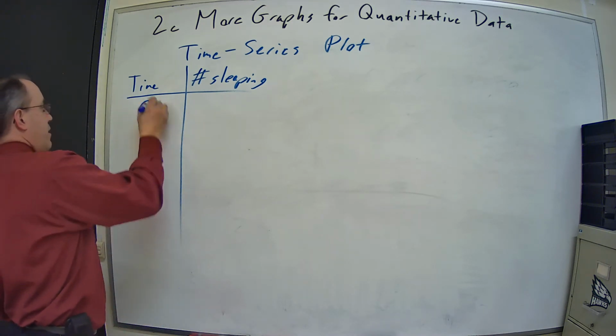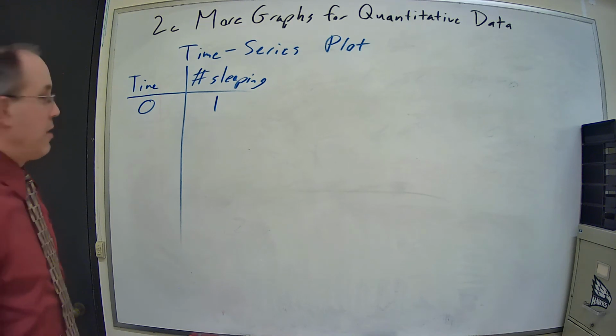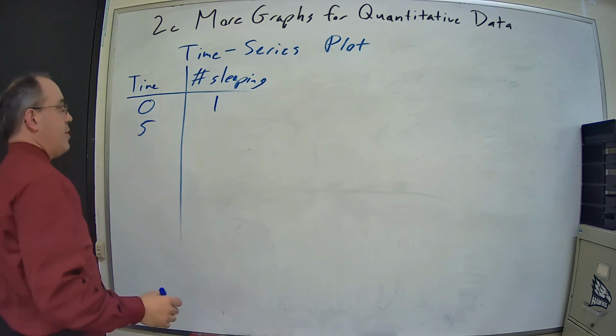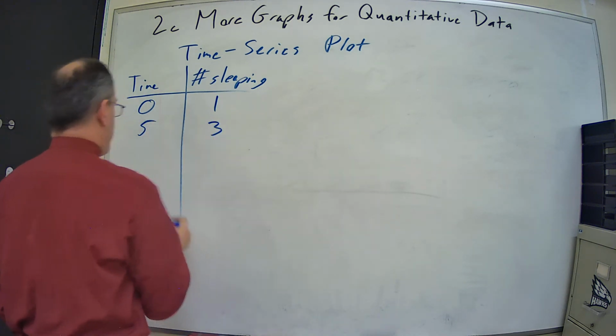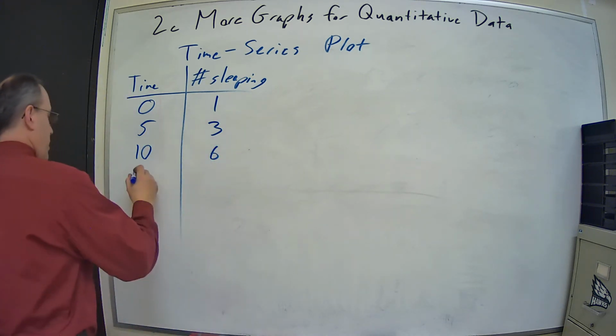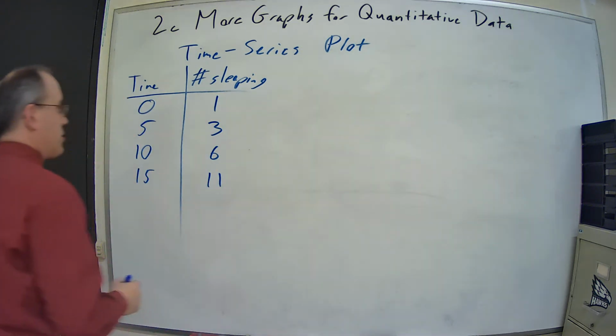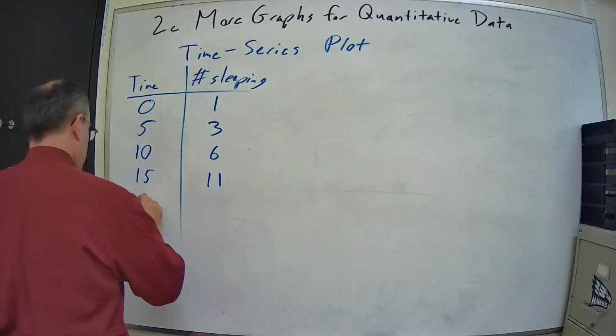So at the beginning of the class, there was 1 student sleeping. 5 minutes in, 3 students were sleeping. At 10 minutes, 6 students were sleeping. At 15 minutes, 11 students were sleeping.